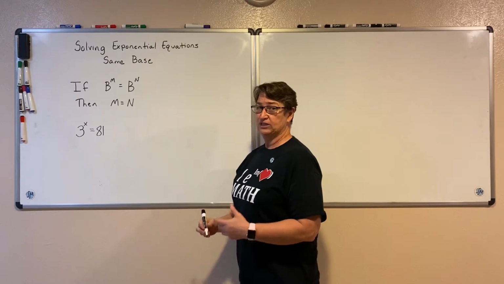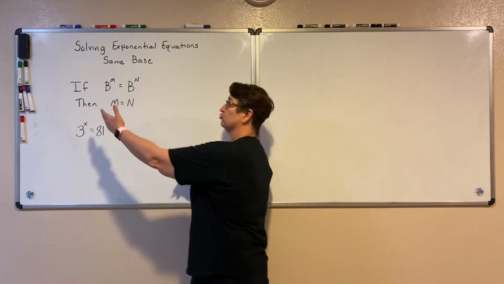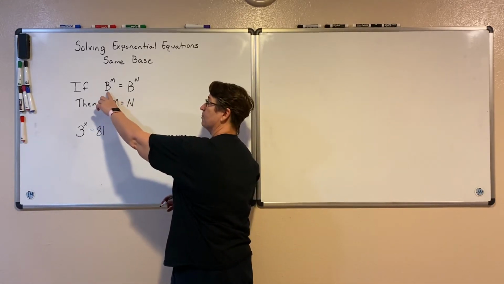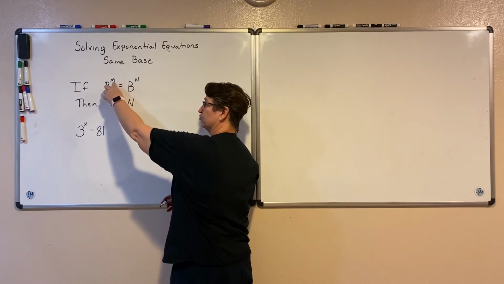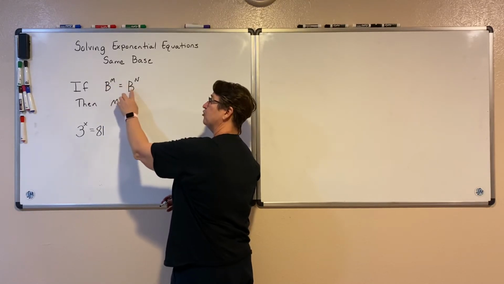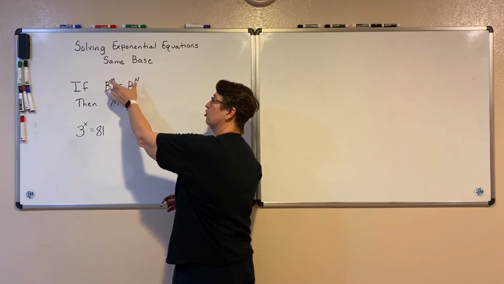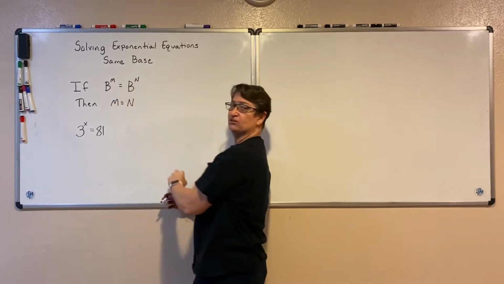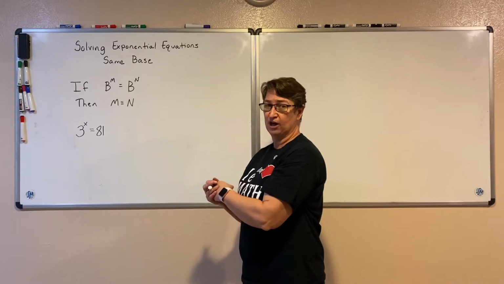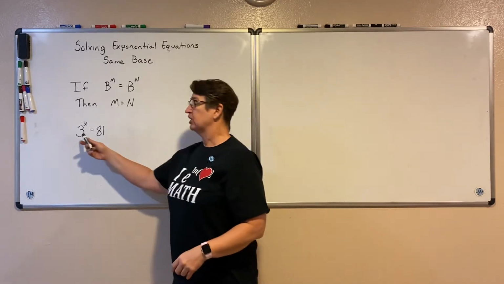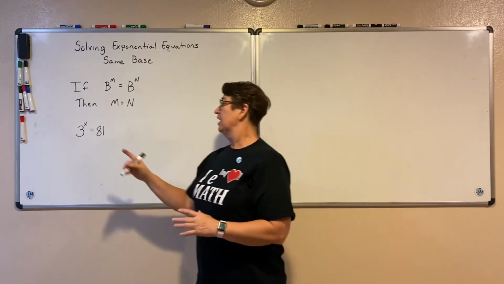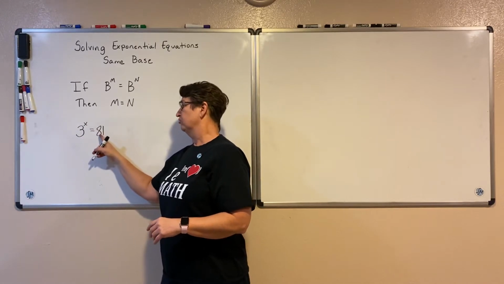To help us with this, we're going to use this rule: when you have the same base being raised to an exponent on both sides, we know those two exponents have to be equal to one another. So we're going to use that here. 3 to the x is equal to 81.